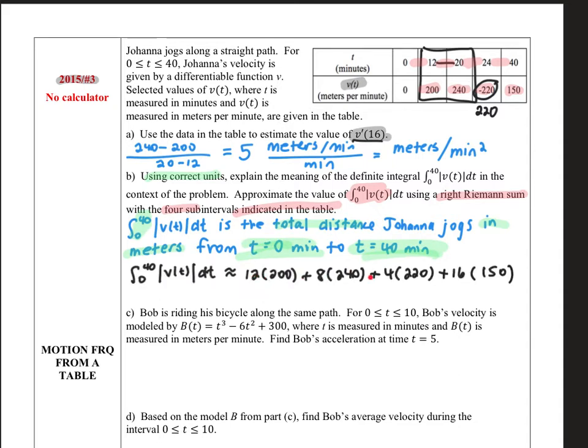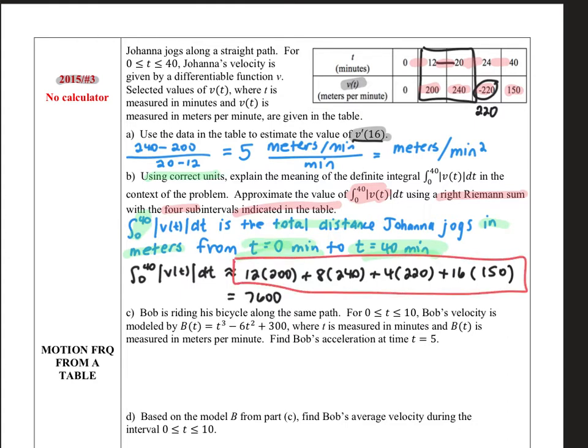This is my right Riemann sum here. Notice that that 220 is a positive right here. You don't have to actually simplify this if you don't want to, especially since you don't have a calculator. If that's your thing and you're good at it, you can bring it down to a 7600. But I would advise to just stop it right here.